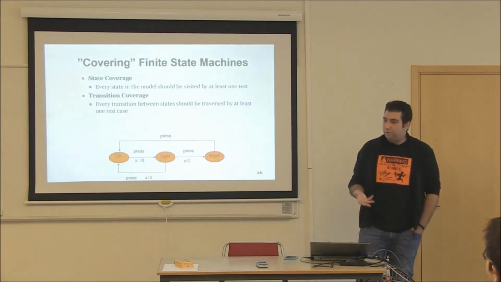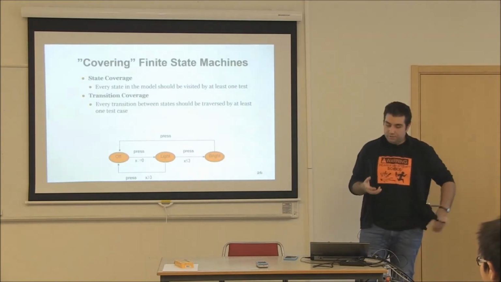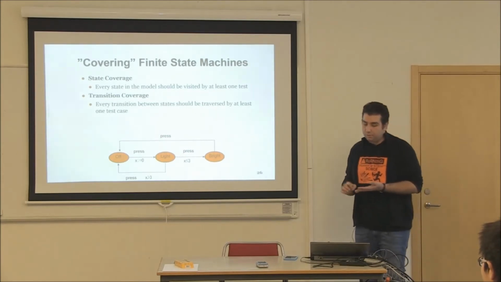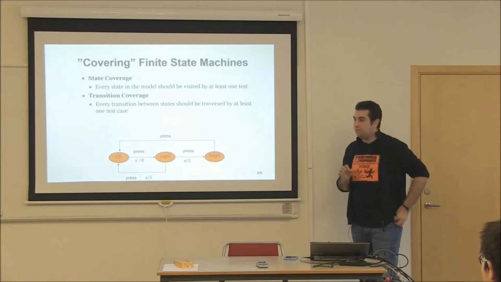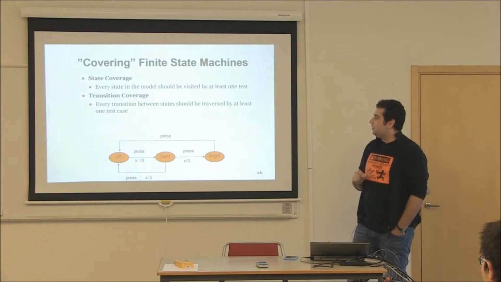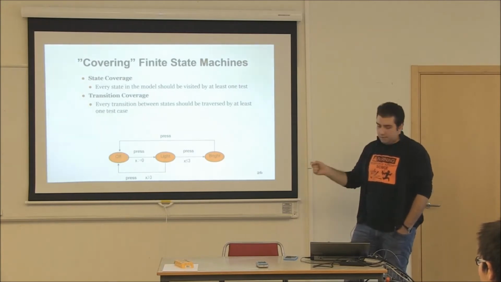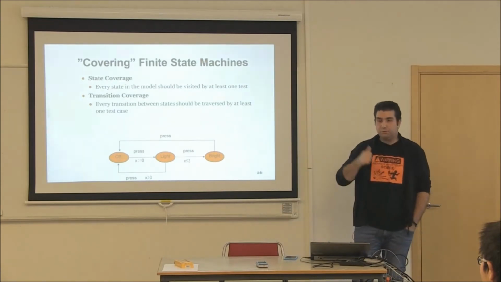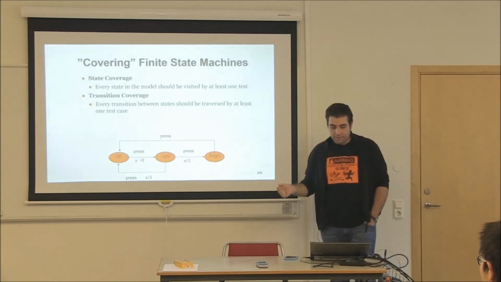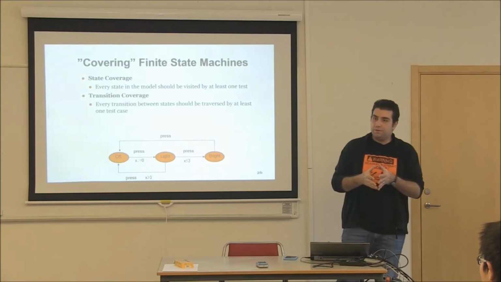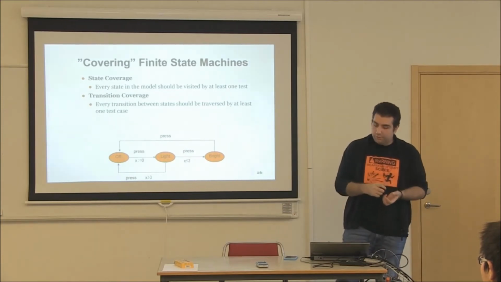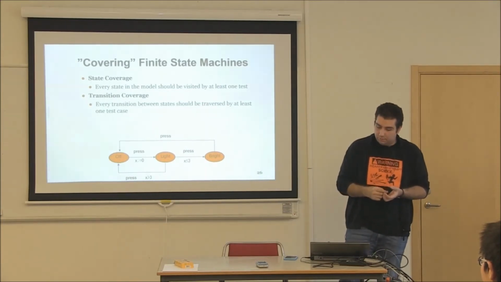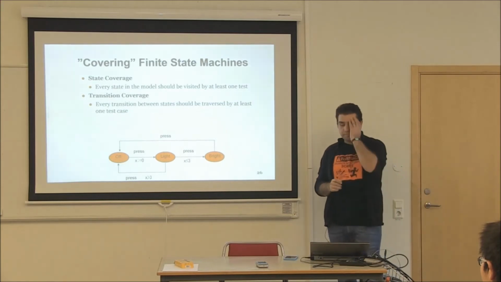Then you can try to cover this finite state machine. So you have state coverage: every state in the model should be visited at least once. A test that will have state coverage will be to go to off, to go to light, to go to bright location. And transition coverage is another type of measure where every transition between states should be traversed by at least one test case.